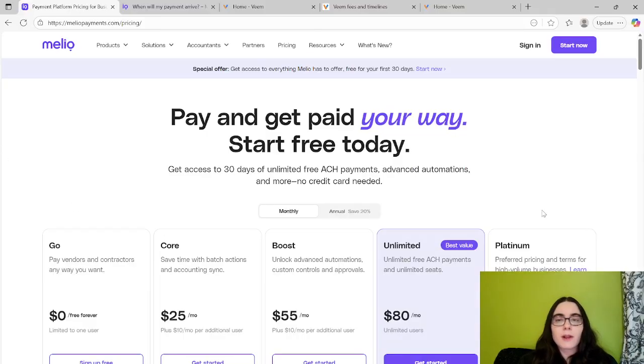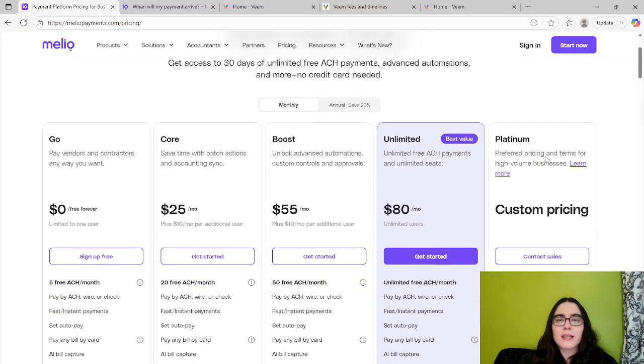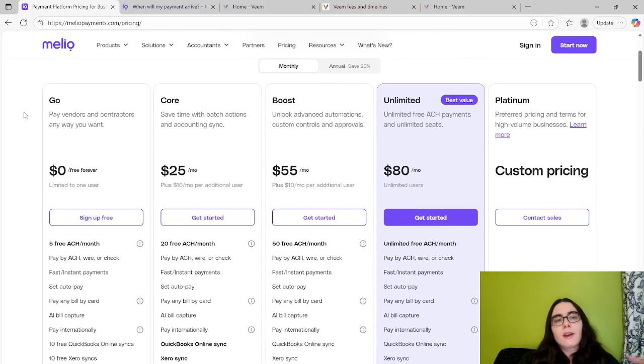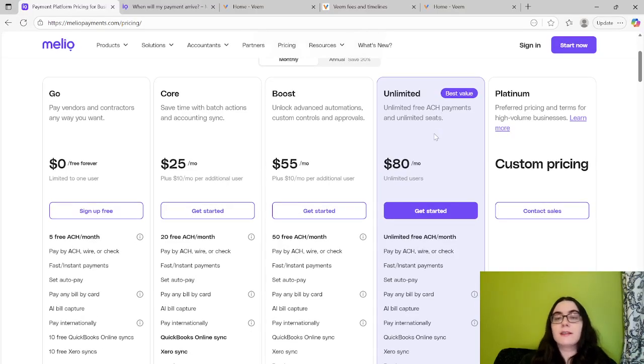They have 5 different plans, but really only 4 main plans. Their platinum plan is a custom plan for high volume businesses, so most small or medium businesses won't need that. So they have a free plan available, the Go plan. It is pretty limited. You only get 5 free ACH per month. And then it increases up to the unlimited plan, which is highlighted as their best value plan. You get unlimited free ACH and also an unlimited number of users, all for the flat $80 per month.